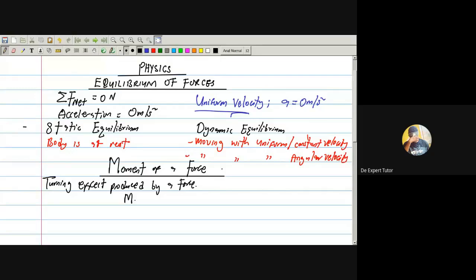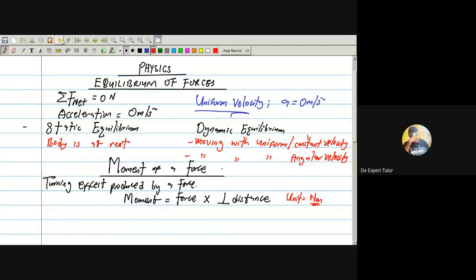And for calculation's sake, what's the formula for calculating moment? Now pay attention. Moment is equal to force multiplied by perpendicular distance. That is, we find the force and the perpendicular distance. Don't worry, I'll tell you how to do all this. So what's the unit of moment? Force is Newton and the distance is meter. So this is Newton meter. That is the unit of moment.